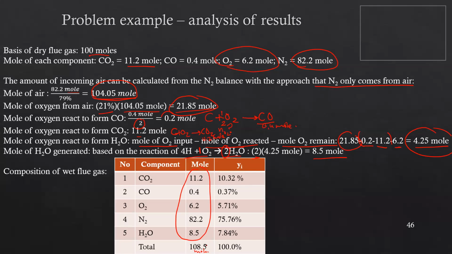If you want to make it in percentage, we can do the normalization. We just divide by the total moles of the compounds in the system to get the mole fractions of each component. So 11.2 divided by 108.5 times 100% gives the mole fraction of CO2. 0.4 divided by 108.5 times 100% gives the mole fraction of CO, and so on. For oxygen, nitrogen, and water, we do the same thing.